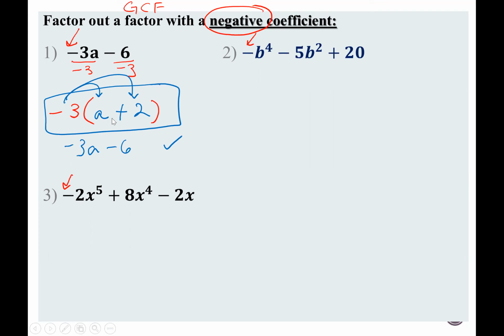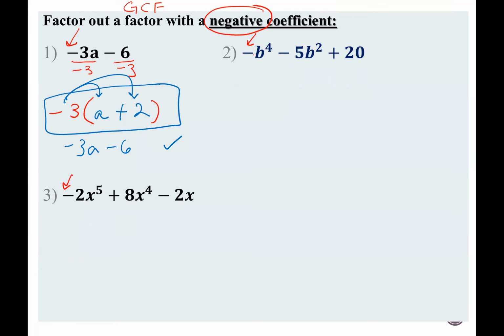All right, good. Number 2, negative b to the 4th minus 5b squared plus 20. We have 3 terms here. Now at first it looks like I'm going to be factoring out some power of b, and maybe it looks like I'm going to factor out a 5 because there's a 5 and there's a 20 and 5 goes into 20. But if you look carefully, it doesn't seem like there's really any common factor in this problem at all. This last term doesn't have any b variable at all.